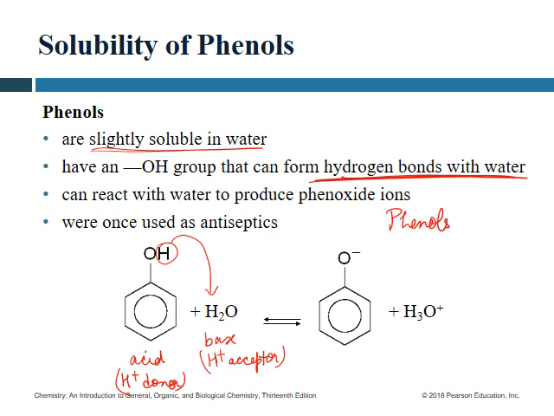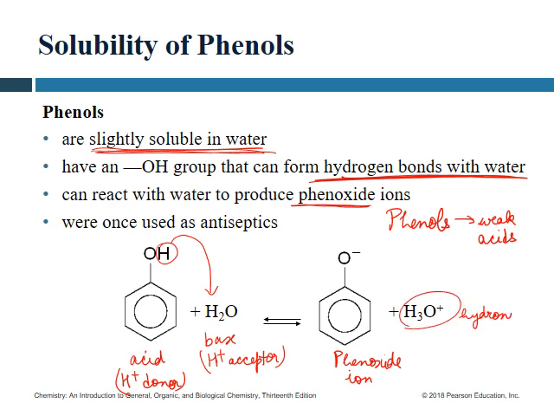Phenols are acids, but again, what kind? They are very weak acids because they do not dissociate completely. They are only slightly soluble, so they only slightly dissociate. Okay, and what is this ion called? This is called phenoxide ion. Phenoxide ion coming from phenol. And this you already know is hydronium ion. So phenols in water can behave like acids, but they are again very weak acids.